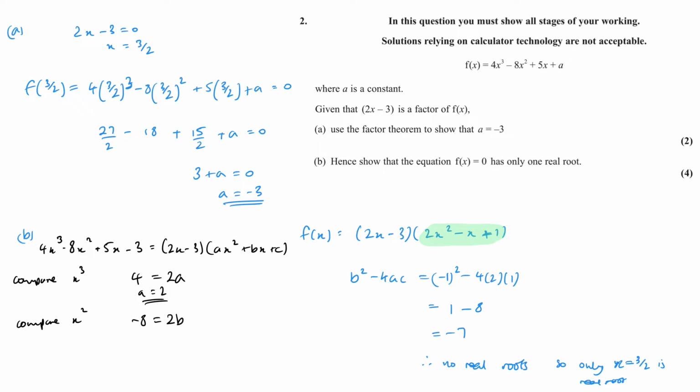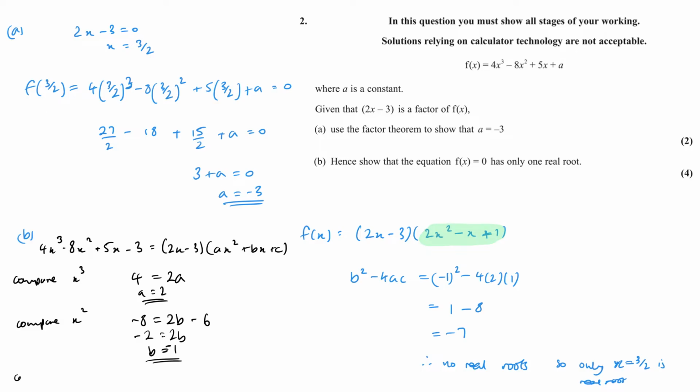So 2b. But also on the right we have minus 3 times ax squared. So that's minus 3a x squared. So minus 3a. But a, we've already got the value for a, and it's 2. So instead of minus 3a, that'll be minus 6. Okay, so add 6, we get minus 2 equals 2b, b equals minus 1.